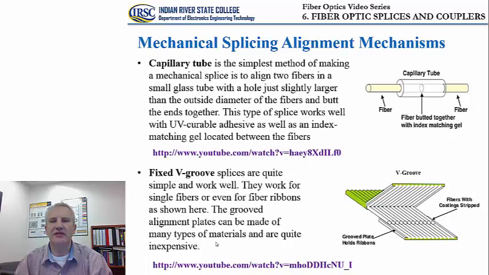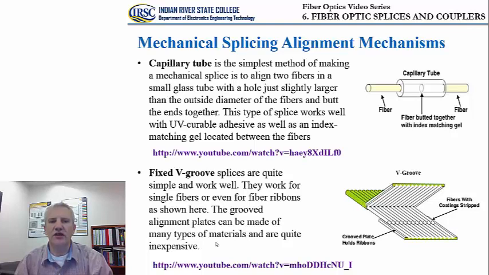Here are a few different types or mechanisms of mechanical splicing alignments. There are many different vendors out there that are offering tools and equipment for mechanical splicing. Here are some that are mentioned on these slides. So one of them is the so-called capillary tube. That's the simplest method of making a mechanical splice, where basically two fibers are aligned in a small glass tube with a hole that's slightly larger than the outside diameter of the fibers, and it's going to be used to put the index matching gel that's going to establish the connection between the two splices.